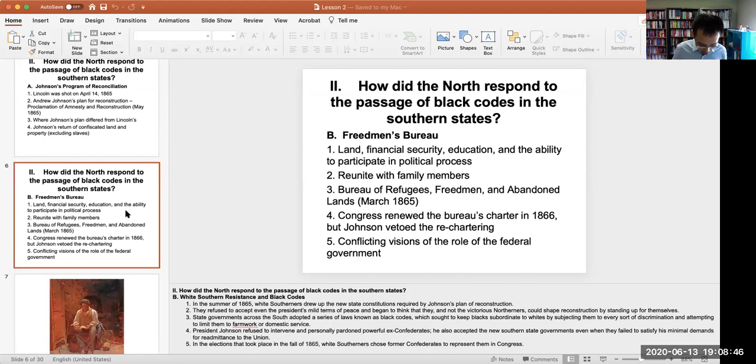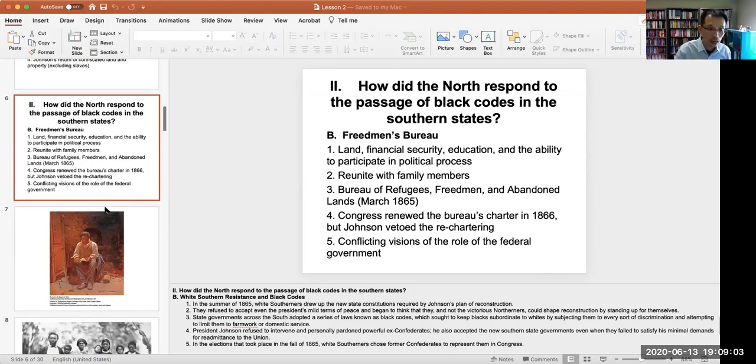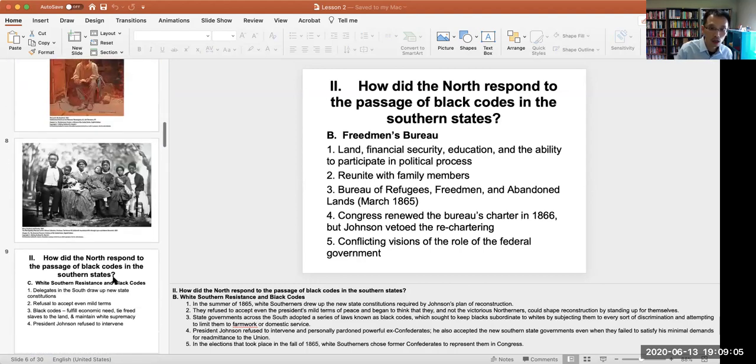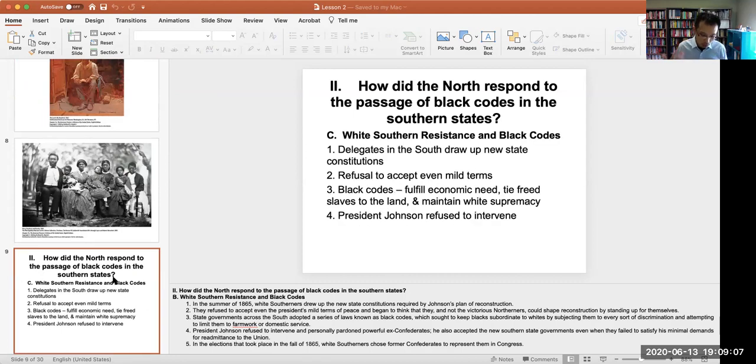At the same time, Johnson had his own vision. So there was a growing tension between the presidential view of Reconstruction and the effort of Reconstruction initiated by the radical Republicans. So that's what led us to a discussion about radical Reconstruction, the second phase of Reconstruction.